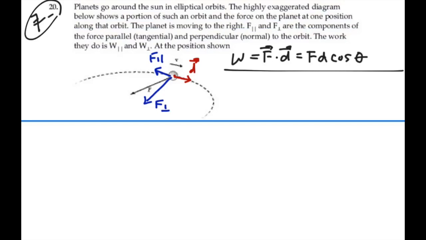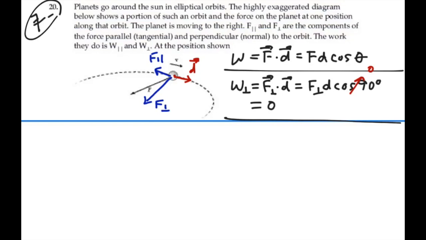Well, in this case, if we look at the work perpendicular, that's going to be the force perpendicular dotted with the displacement, and that is going to be equal to that force, at least the magnitude of it, the displacement times the cosine of 90 degrees. Cosine of 90 degrees is in fact 0. So there's going to be no work done by the perpendicular force.